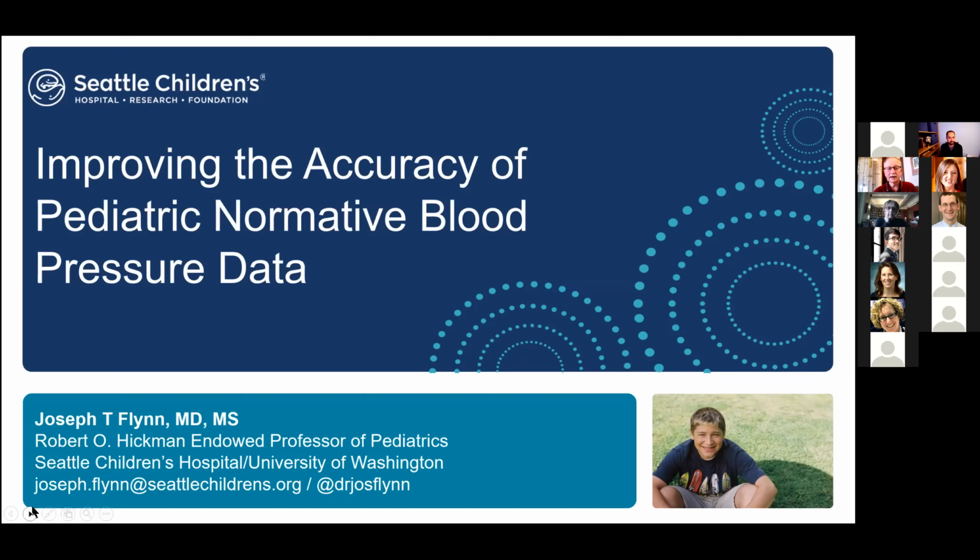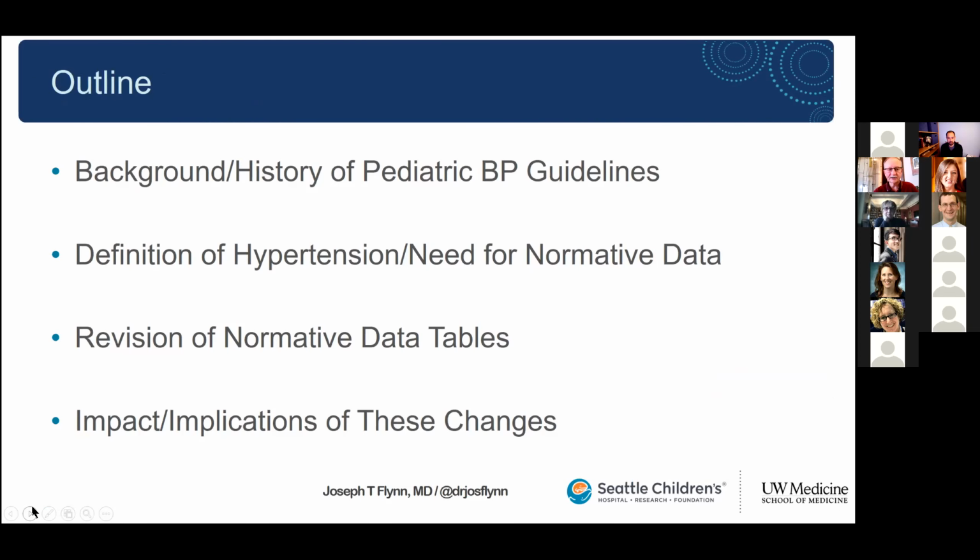And so the outline is here. We'll talk about sort of the history of pediatric blood pressure guidelines, how hypertension is defined and why we need normative data in the first place, the process of revision of the normative data tables, and then what impact has this had on looking at both short and long-term outcomes in pediatric hypertension and childhood cardiovascular disease.